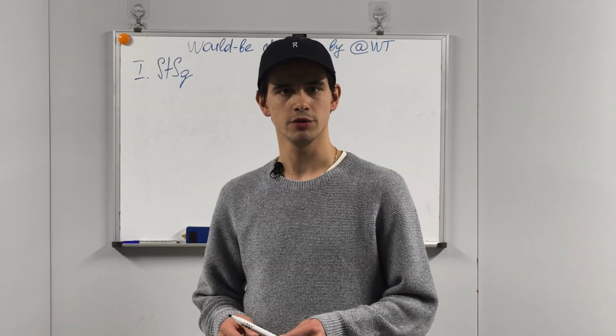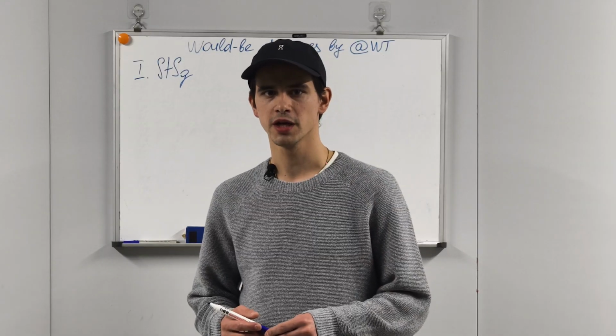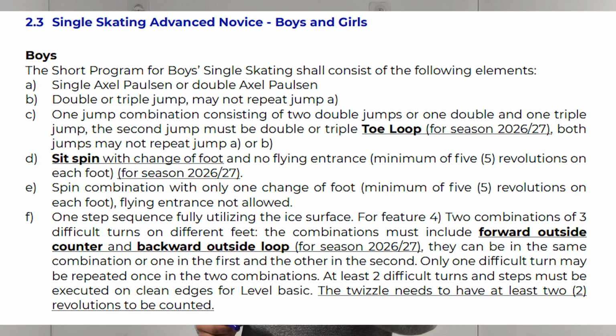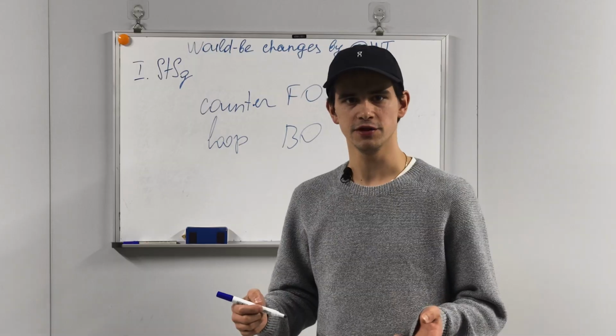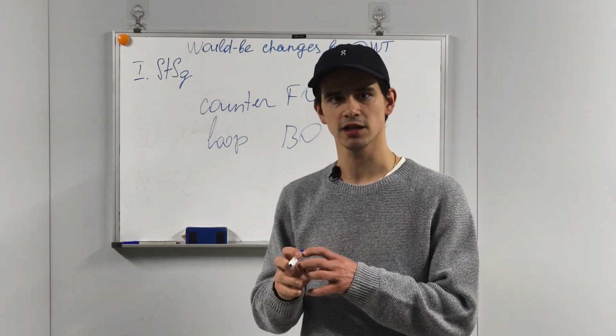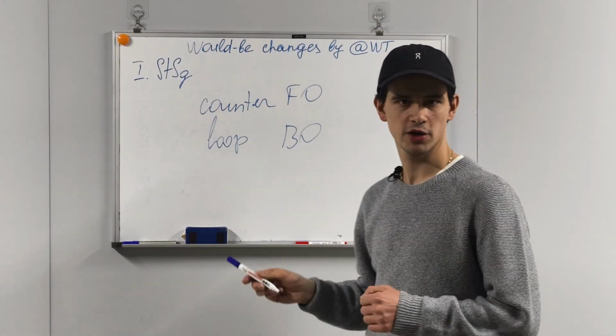If you have ever read the communications about international novice competitions, you must have noticed the following thing. In the step sequences for advanced novice skaters, the clusters must have some prescribed turns. For example, for season 26-27, skaters will have to do the counter forward outside and the loop backwards outside. It means that if you want to get the level feature clusters, among the 6 difficult turns inside the clusters, there must be counter forward outside and loop backward outside.